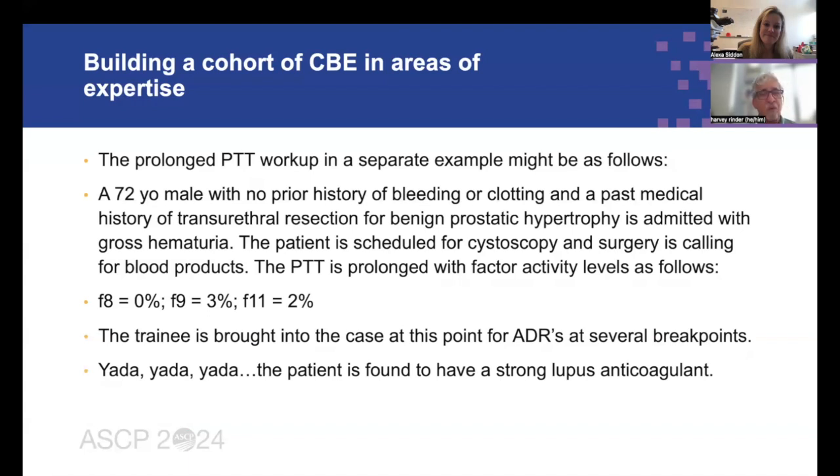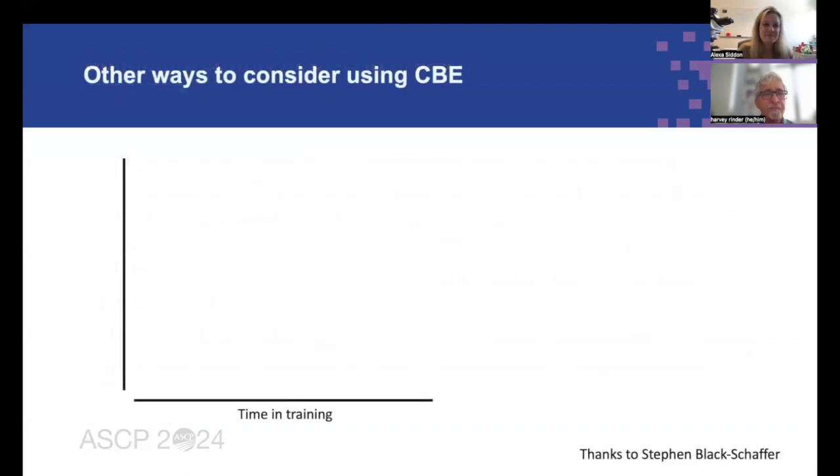So we show these as examples to go in all different directions, meant to provoke discussion and a good interaction of the trainee with their mentor to go over competency-based evaluations. Other ways to consider using CBE, and I'm going to thank Stephen Black Schaefer for giving us this idea based on slides he showed.